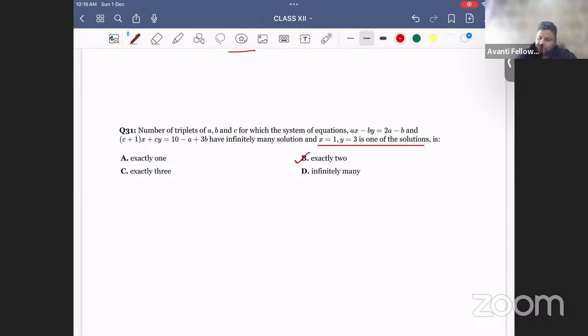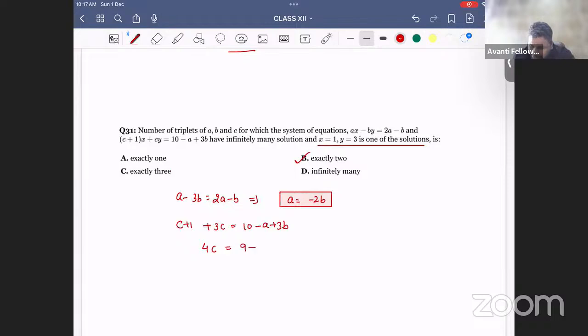So do one thing, put x equals 1 and y equals 3 in both the equations. If I put x equals 1 and y equals 3, I get a minus 3b equals 2a minus b. So this implies a equals minus 2b, first condition. Put 1 and 3 in the second equation, you get c plus 1 plus 3c equals 10 minus a plus 3b. So 4c equals 9 minus a plus 3b. Another condition.